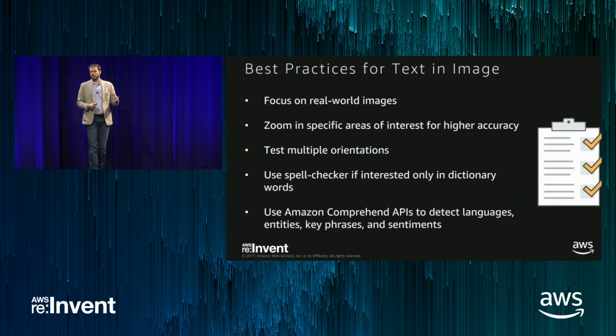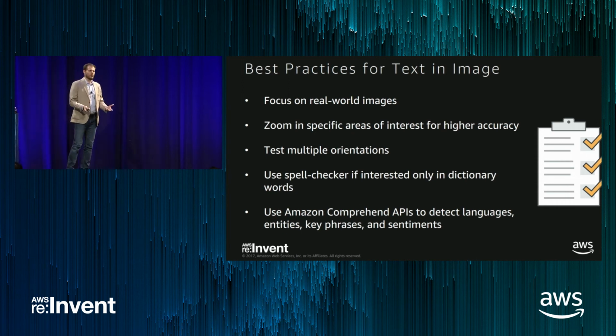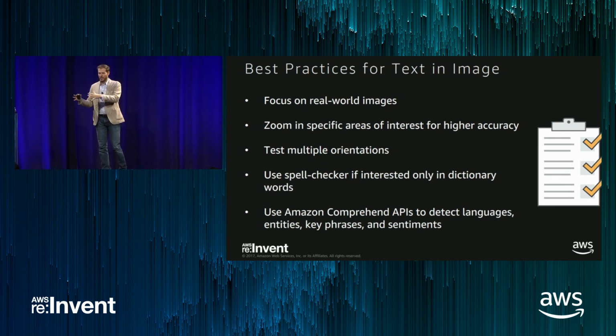A few best practices for text in image, since it's a new feature that we released. Focus on real-world images. So this is meant for text in the wild, again, social media images. So in media use cases, for example, text on screen, rather than documents. Focus on specific areas of interest. So for example, in the license plate case, if you know that you have a fixed camera and cars always roll on a certain part of your screen, just send us the crop images. It increases the accuracy of the text that we detect.